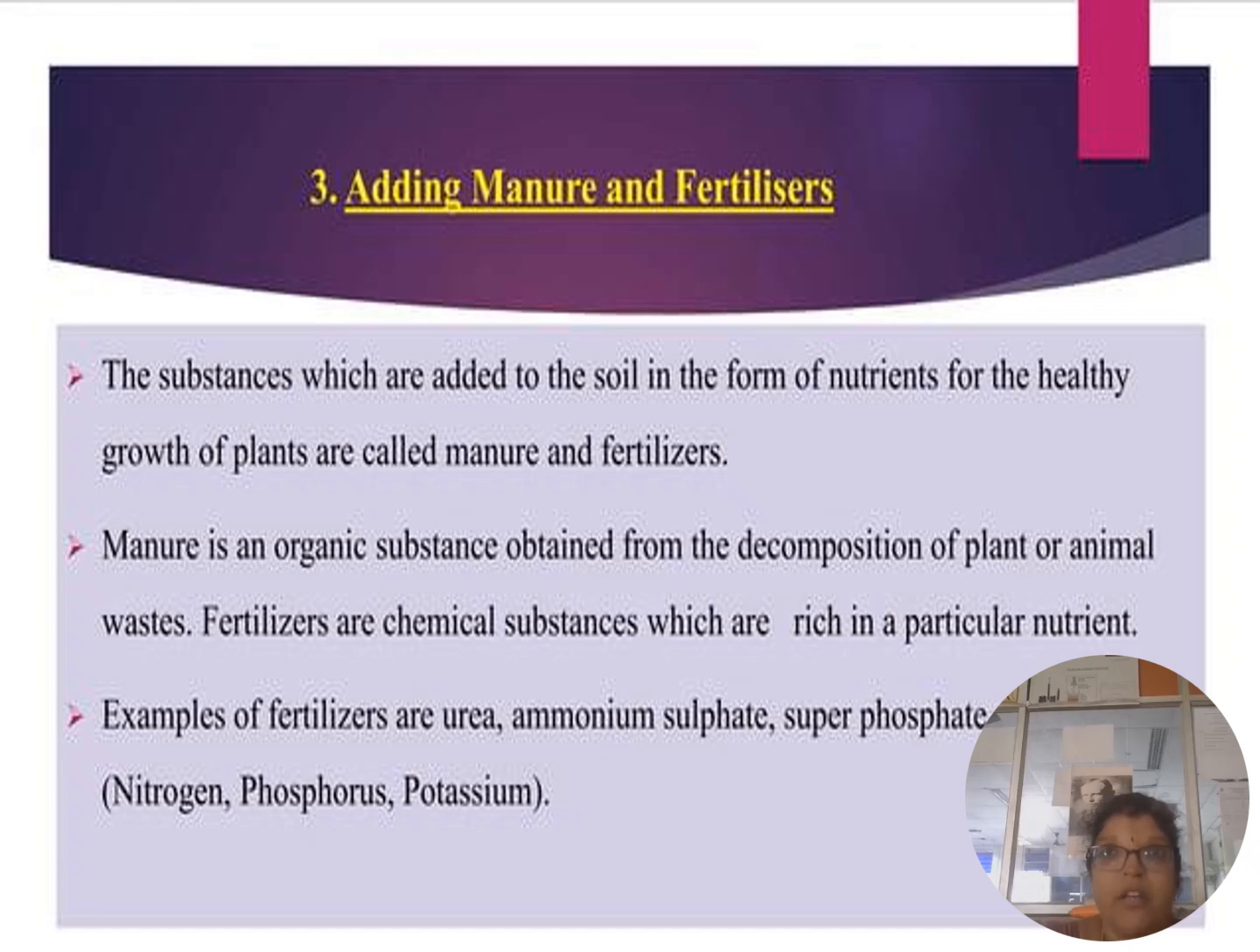Then DAP, MAP, that is diammonium phosphate. Then muriate of potash for potassium. These are the basic fertilizers commonly used in all the crops, starting from the plowing. We have to add the manures, and the manures are of different kinds. One is organic manure, then inorganic manure. Organic manure is a substance from the decomposition of plant and animal waste.